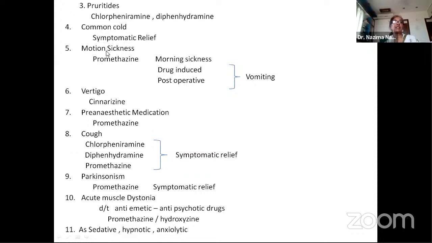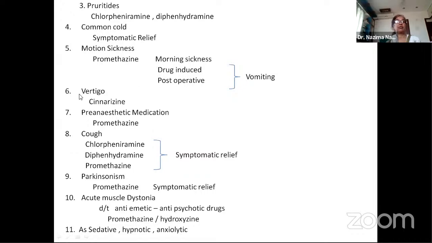Again, motion sickness, these drugs are quite helpful in motion sickness. They prevent motion sickness when taken half an hour or 1 hour before traveling. Again, promethazine, this drug is useful in vomiting of pregnancy or morning sickness. Again, in case of drug-induced or post-operative vomiting, this drug is quite helpful. Promethazine will control the vomiting in such cases.